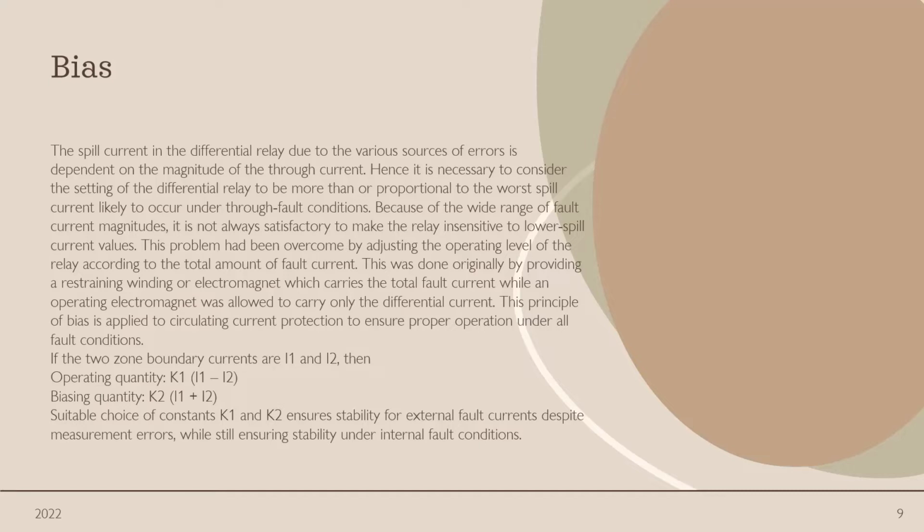If the two zone boundary currents are I1 and I2, then the operating quantity is K1 times (I1 minus I2). The biasing quantity is K2 times (I1 plus I2). Suitable choice of constants K1 and K2 ensures stability for external fault currents despite measurement errors, while still ensuring stability under internal fault conditions.